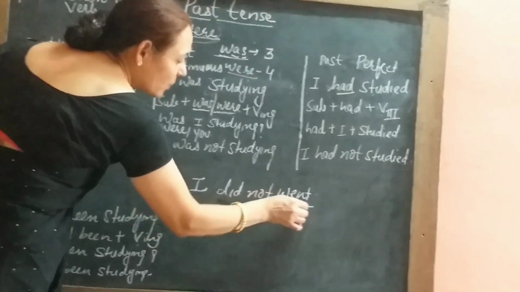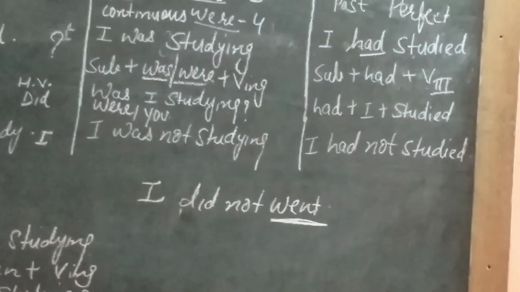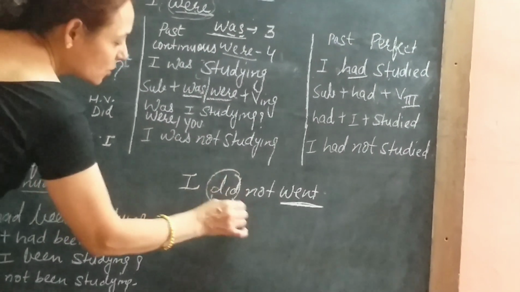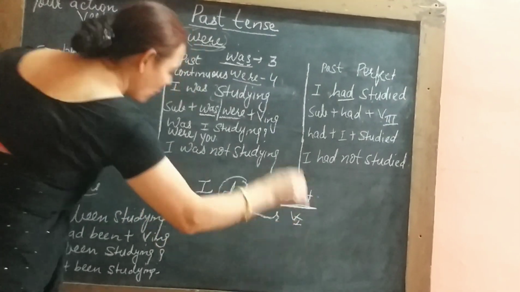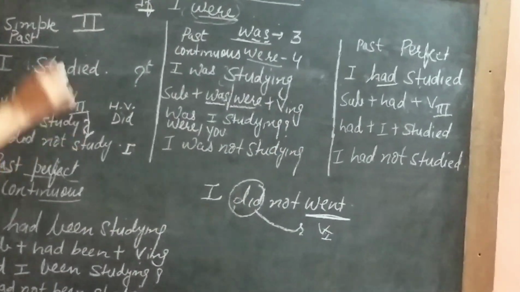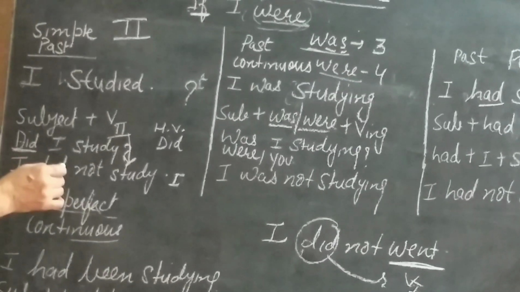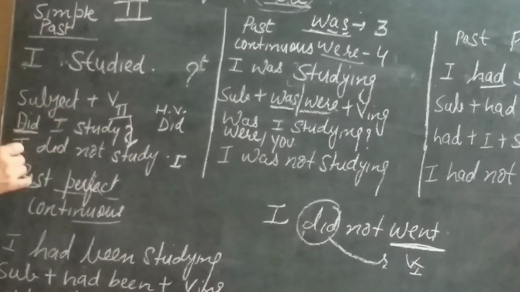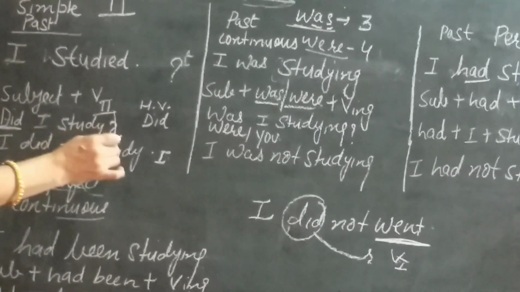So what is the mistake over here? And how can you justify? Because you have used did over here, so the verb will be used in the first form. So, did I study? For the negative, just insert not after the helping verb. I did not study.